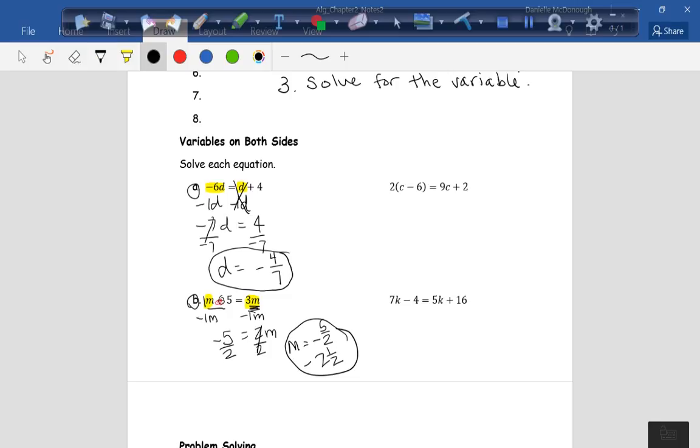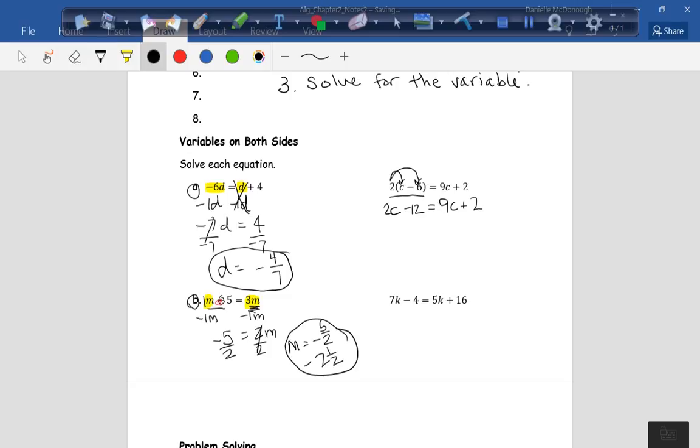Okay. So let's go back up to the top right example, and this is an example of where we actually have to do some simplifying first. You can see on this side right here I have the distributive property that I need to do. So that's where I'm going to start. I'm going to do 2 times c, which is 2c, and then 2 times negative 6 is a negative 12, equals 9c plus 2.